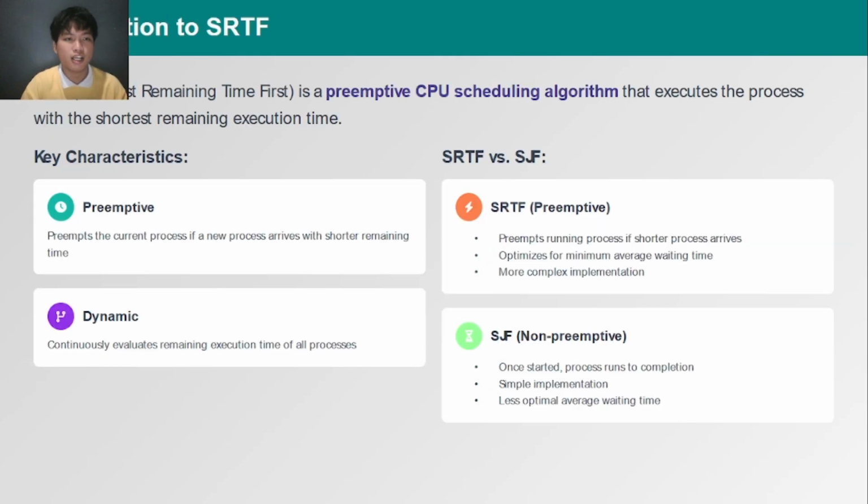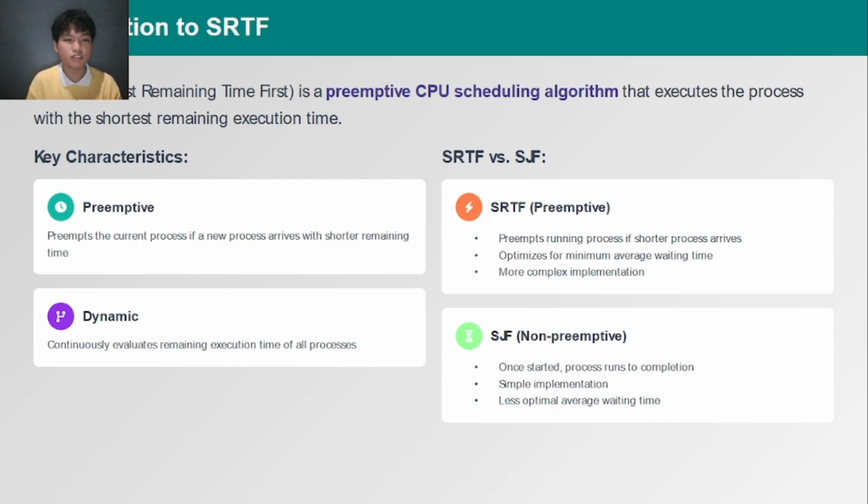Let's go to the SRTF. SRTF, or shortest remaining time first, is a preemptive version of shortest job first. While shortest job first waits for a process to finish once it starts, shortest remaining time first is dynamic. It constantly asks, is there a process in the queue that can finish faster than the one I'm running right now?